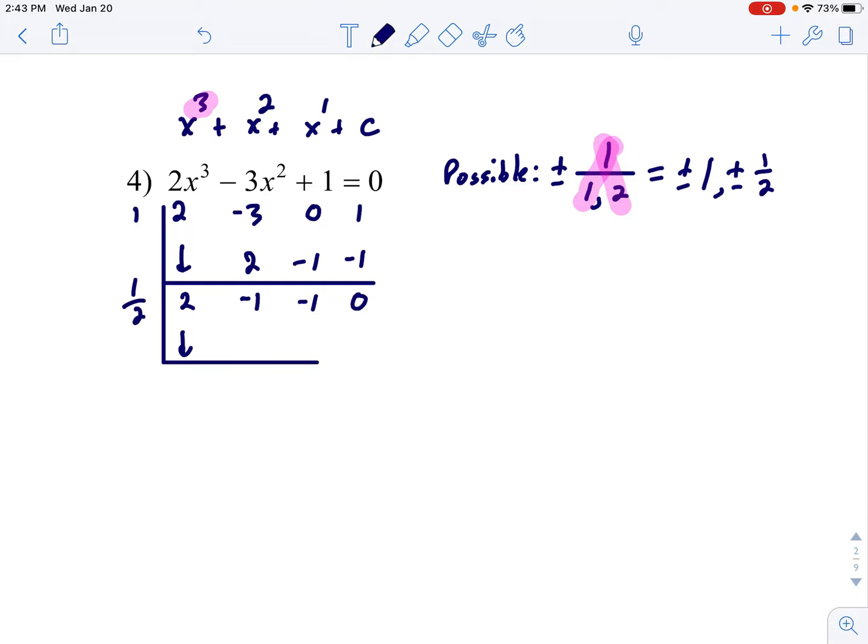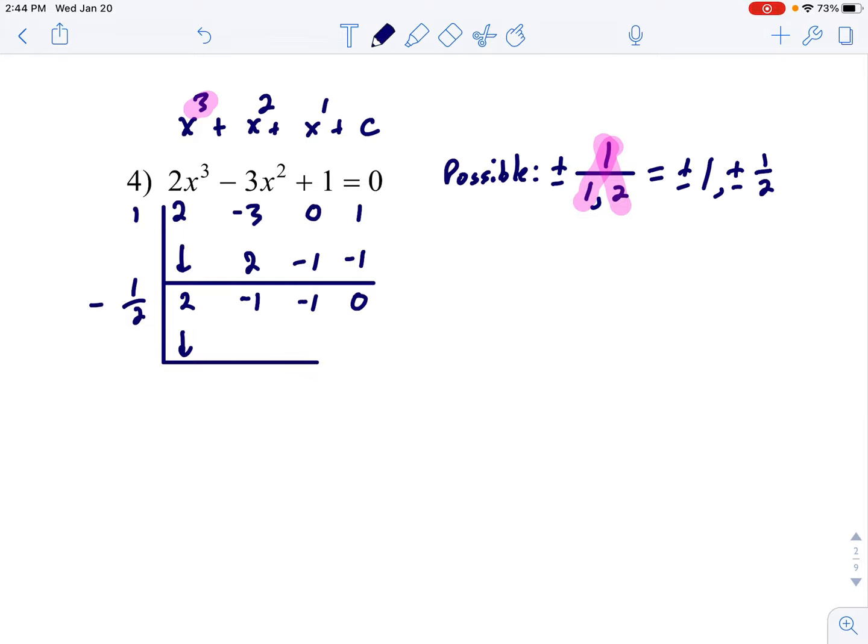Let's try 1/2. Bring down the 2. Half of 2 is 1. Negative 1 plus 1 is 0. Half of 0 is 0. Ooh, negative 1 plus 0 is negative 1. That failed also. Interesting. Did I do anything wrong? No. Legitimately failed. So what's left?